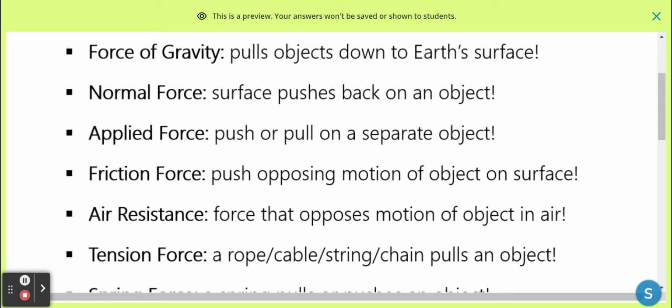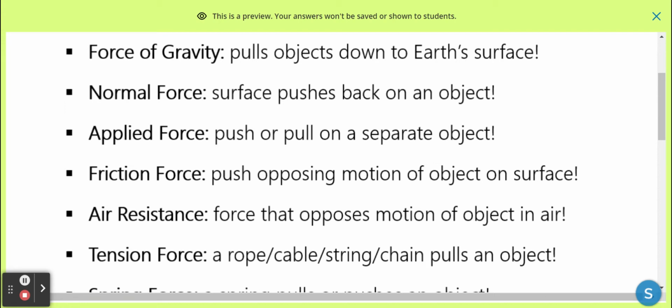Friction force is something that opposes motion on a surface. So when an object is, say, sliding on the ground or on a table or something like that, whatever direction it's moving, there's going to be an opposite force pushing the opposite direction of which way it's moving, which is going to accelerate it in the opposite direction. In other words, it's going to slow it down.